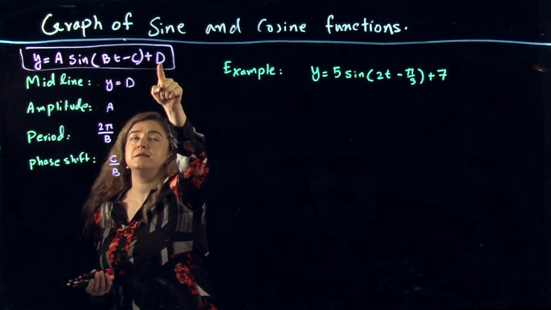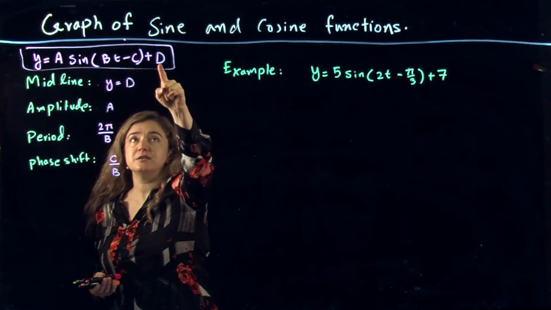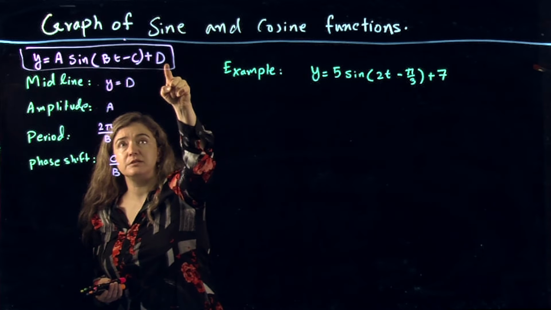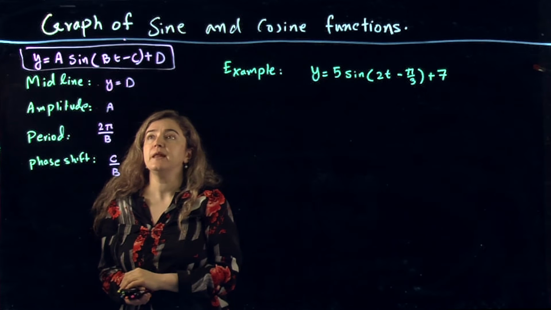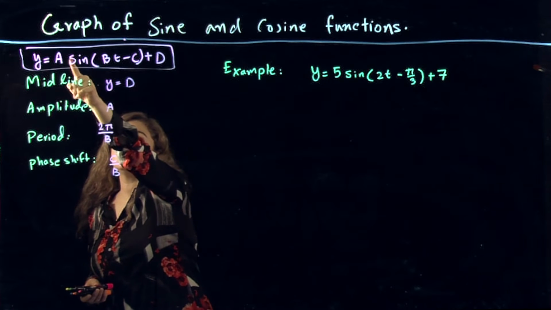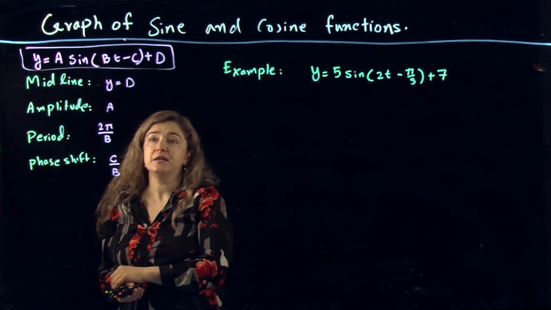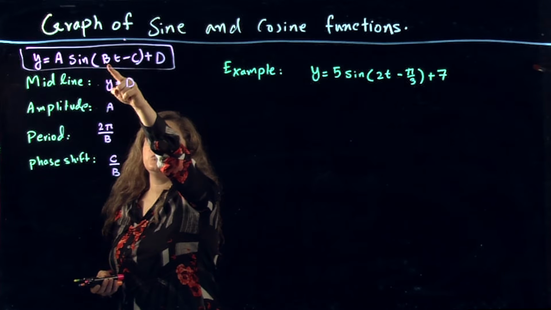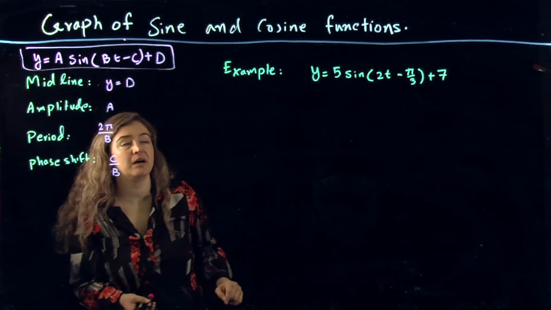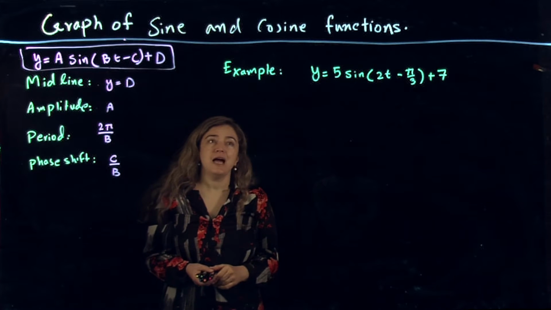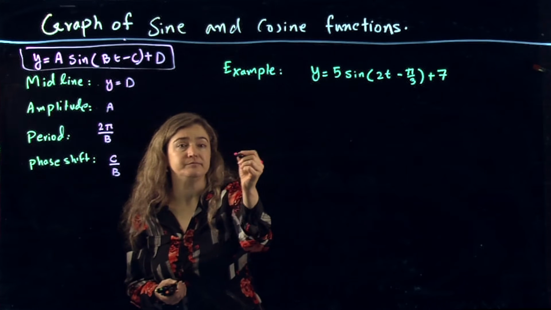Now, if I want to graph a function of sine of bt minus c plus d, it's nice to notice that the midline is just the vertical shift, y equal to d. The amplitude is what multiplies the sine part. The period is 2 pi divided by what multiplies t. And the phase shift is c divided by b. How do we graph such a function? So let's see.